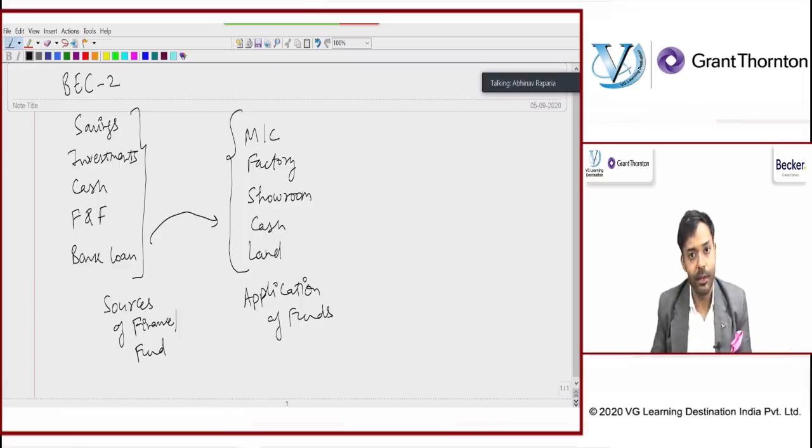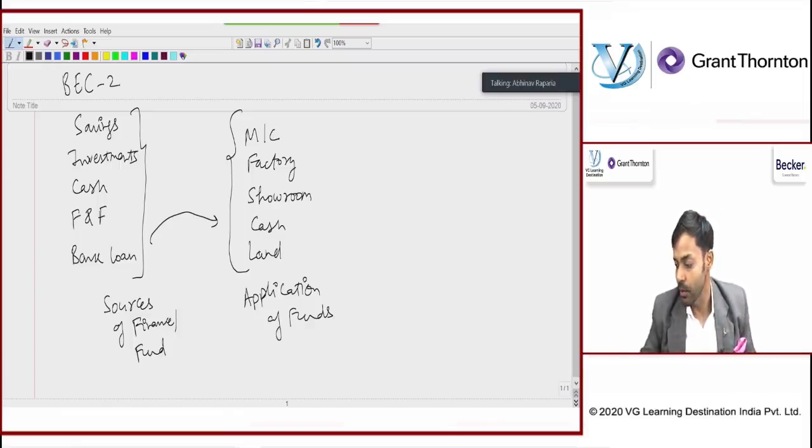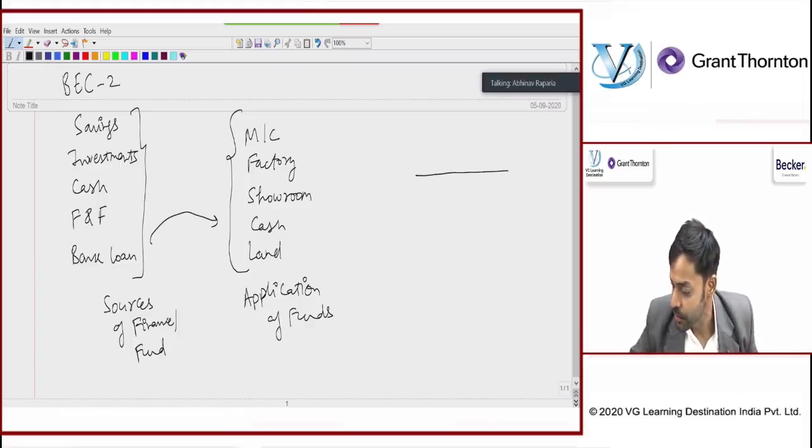So this is the same thing, right? You decide that you want machinery, a factory, a showroom, land, and then you say, okay, how can I arrange the funds? These are the means I can arrange the funds. If we put these things in a statement, we call that statement a balance sheet. It's very, very basic, and I hope everyone understands that, right?